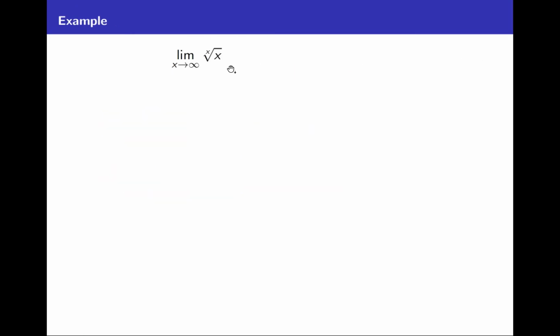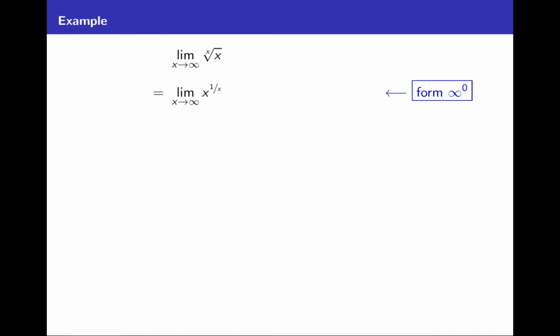Here's our first example. Limit as x goes to infinity of the x root of x. That looks kind of crazy, but if you convert that radical to a power, we're looking at the limit as x goes to infinity of x to the power of 1 over x. So the base x is going to infinity, and the 1 over x is going to 0, because it's a reciprocal of a bigger and bigger number. So this limit has form infinity to the power of 0. So that's one of our indeterminate forms.